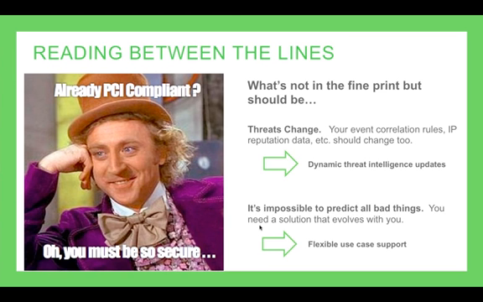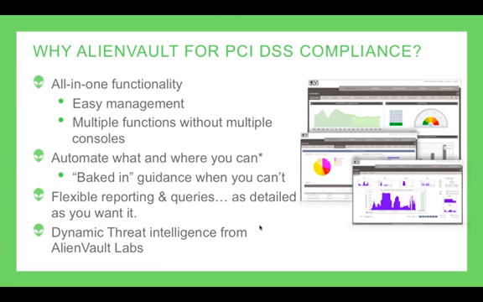And of course, that's because when you look at this, we know that threats change. Threats are changing every day. And so when you look at things like your correlation rules and your IP reputation data, all of that needs to change too. And that's what we do through that threat intelligence that we just talked about. But at the same time, we also know that it's impossible to predict all bad things. You want to find a solution that evolves with you, because you need the ability to evolve along with how your organization grows, and of course the use cases that you need to think about as you continue to evolve your PCI environment as well. So why ALIENVAULT for PCI DSS?